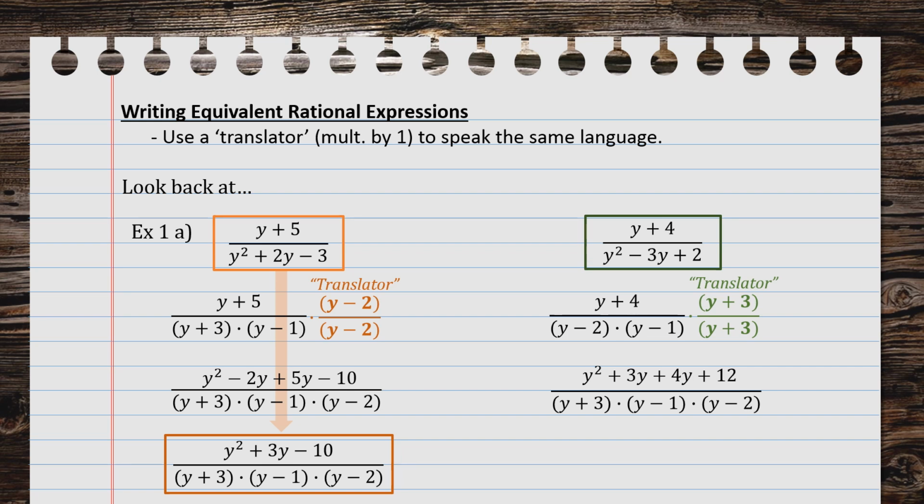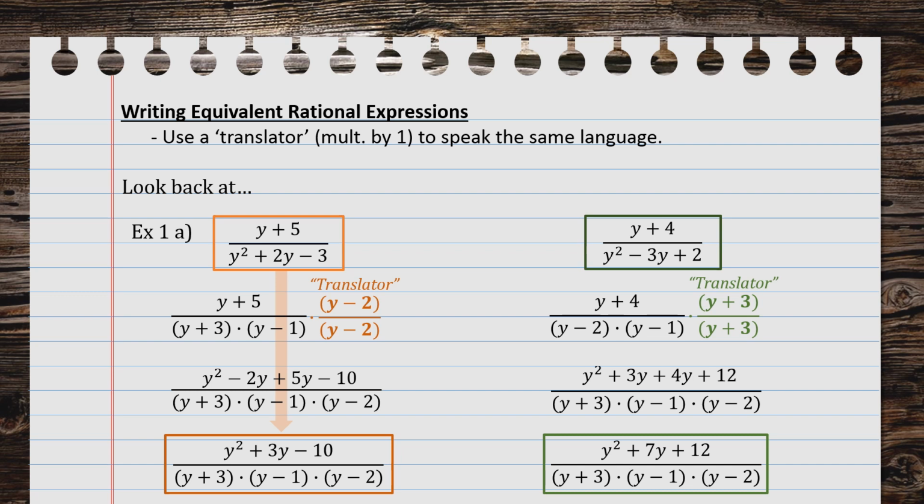Now that we've multiplied, we're now ready to combine any like terms. And if you notice in the middle, those two terms do combine to give you y squared plus 7y plus 12 all over that common denominator. And again, these are equivalent fractions. They maintain the same value, they just look different. Now the two fractions at the bottom are speaking the same language because they have the same denominator.